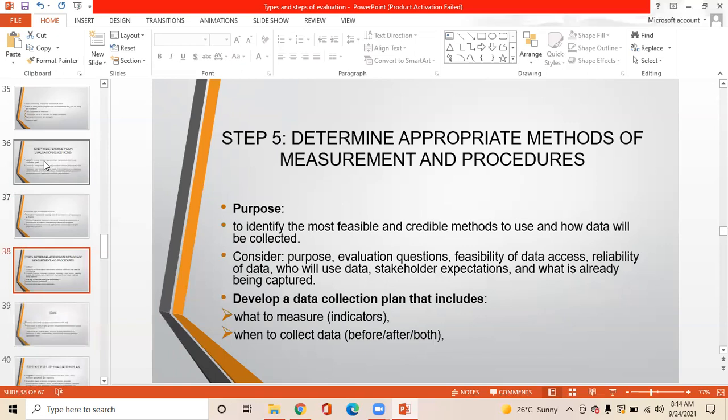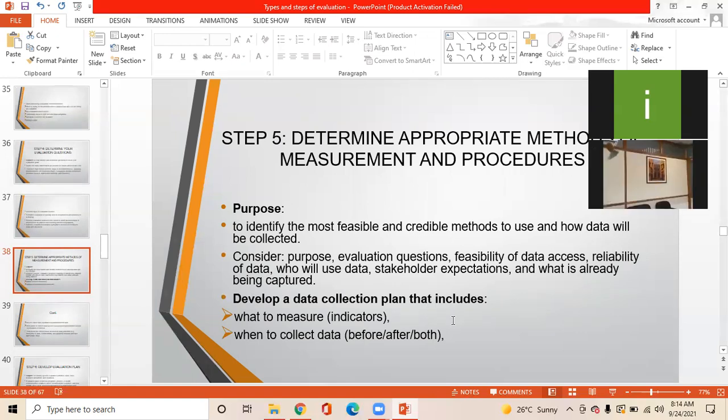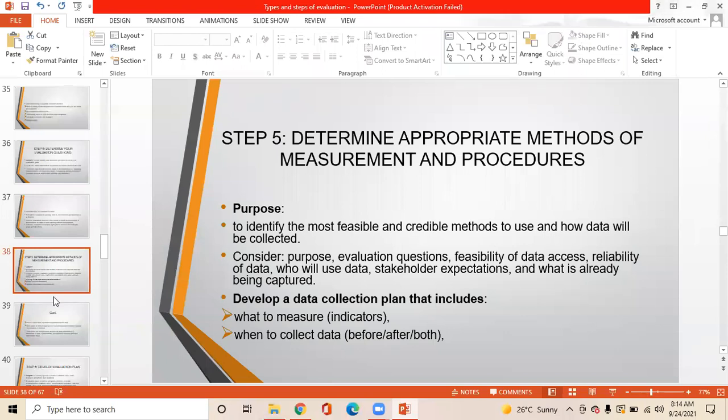Fifth step is determine appropriate methods of measurement and procedures. Purpose is to identify the most feasible and credible method to use and how data will be collected. Consider purpose, evaluation questions, feasibility, data access, reliability of data, who will use data, stakeholder expectations, and what is already being captured.